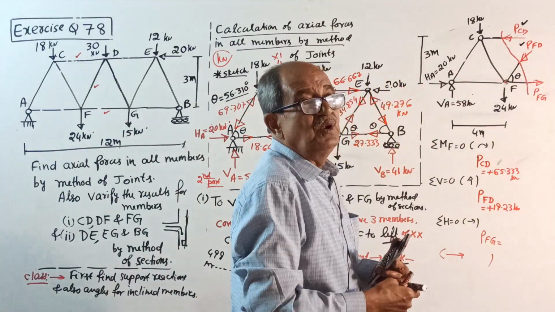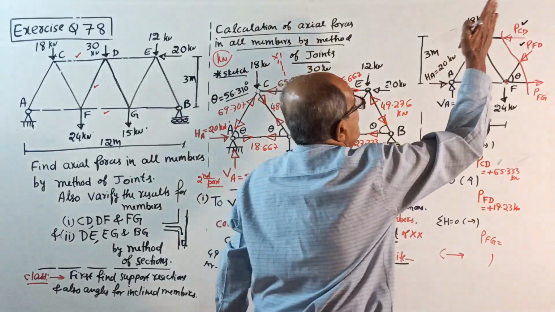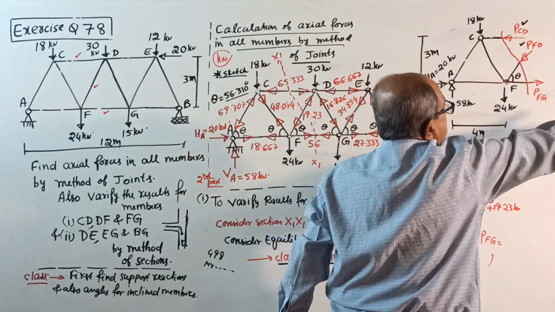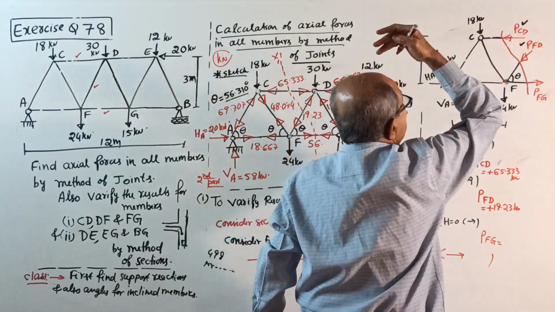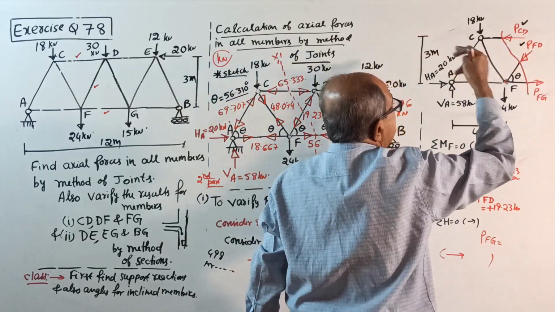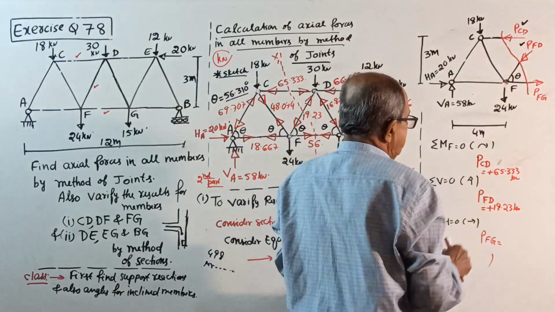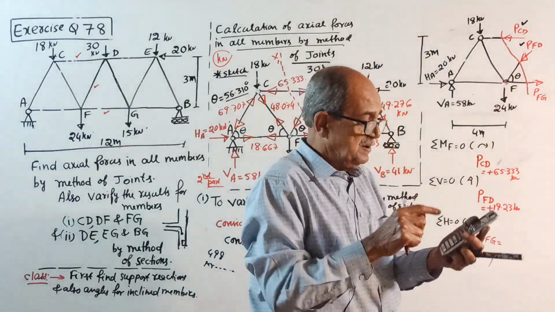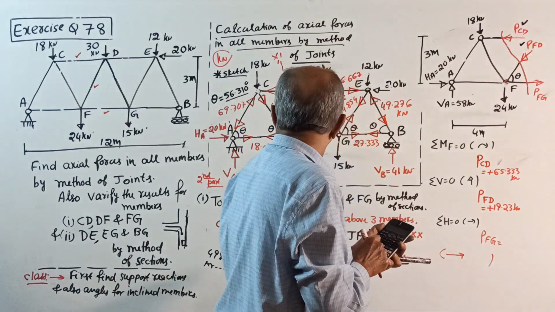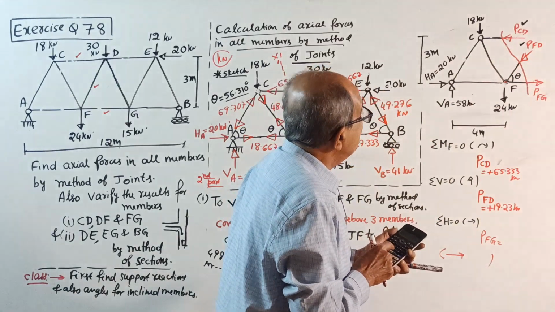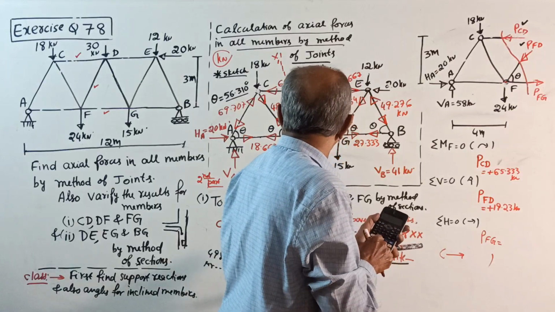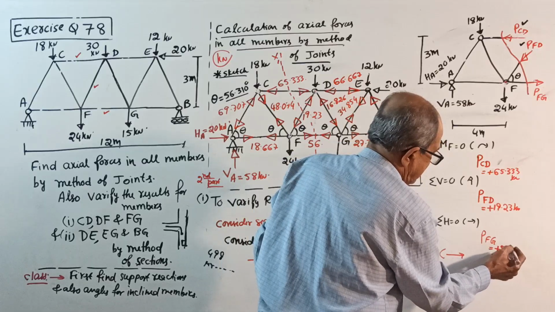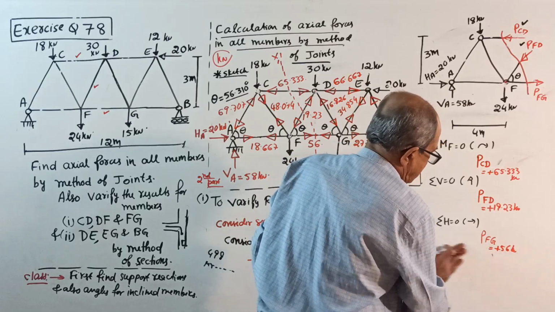Sigma H equal to 0. Take right side positive. Start from here. Plus PFG minus PCD minus PFD cos theta plus 20 equal to 0. You know the value of PCD and PFD. Substitute whatever you got. You will get PFG plus 56 kilonewton. Plus 56 kilonewton. Okay, we got the answer.